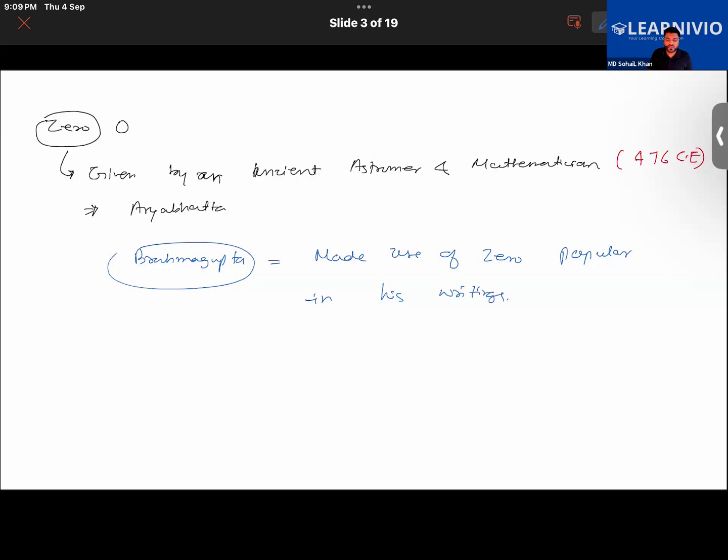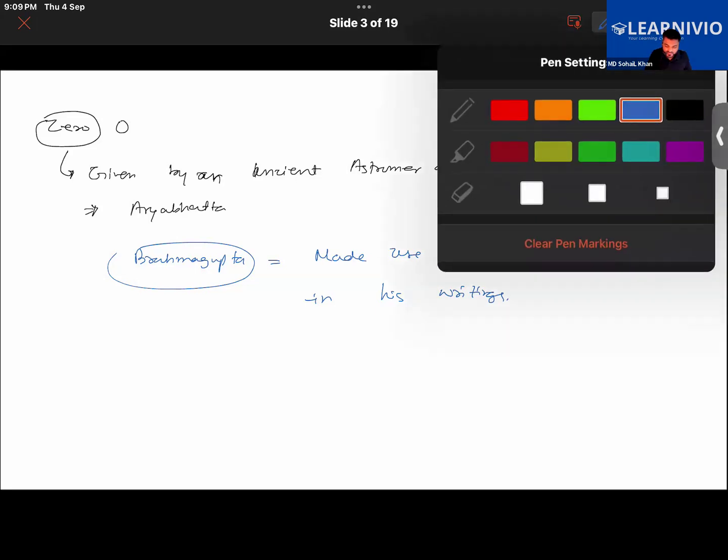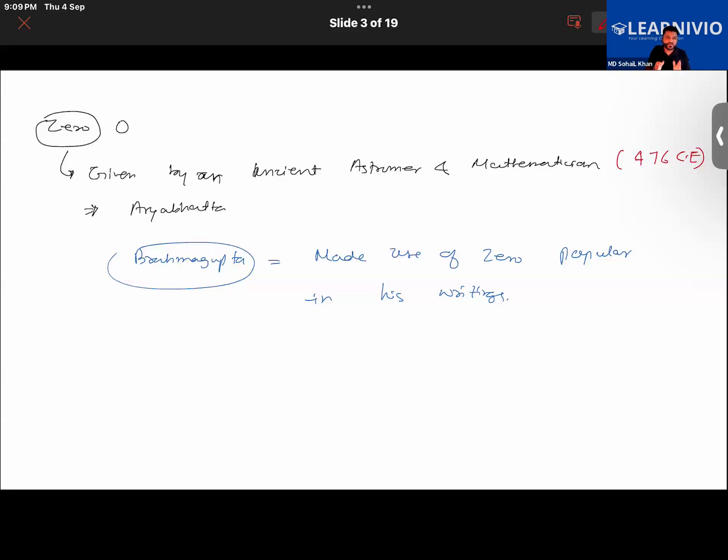Later on, in the different manuscripts that were found, we find the use of zero. Particularly in different centuries, we have found manuscripts. These are very old, handwritten texts that have been preserved. We get to know about ancient civilizations with the help of manuscripts. Like in Egypt also, symbols.